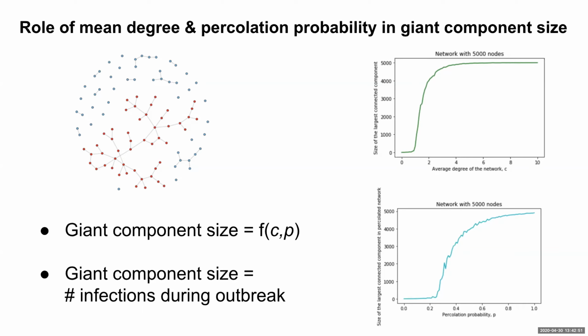So the takeaway from these simulations is that both the degrees of the individuals in the network and the transmission rate of the disease play a very important role in deciding the occurrence of the giant connected component, which in turn gives us the number of individuals who ultimately get infected during an outbreak.